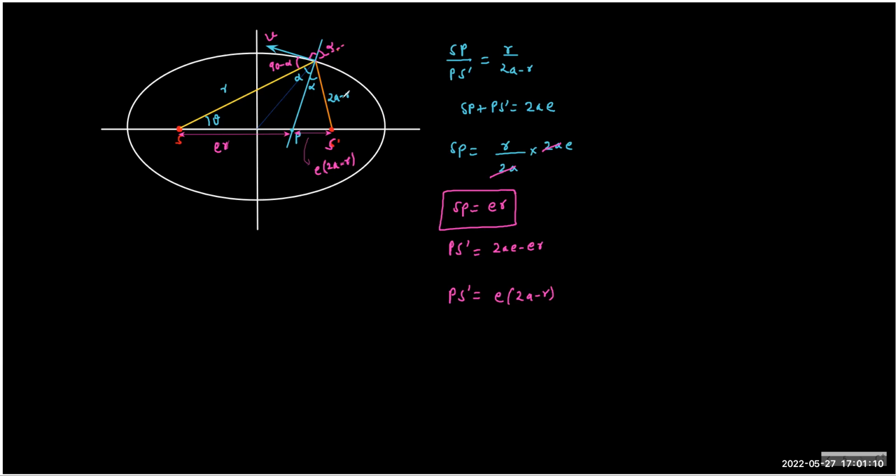Why I'm doing this? So the angular momentum about S will be how much? M V R sine of (90 plus alpha), the angle between the V vector and R vector. So the angular momentum turns out to be M V, and since sine of 90 plus alpha is cos alpha, R cos alpha.